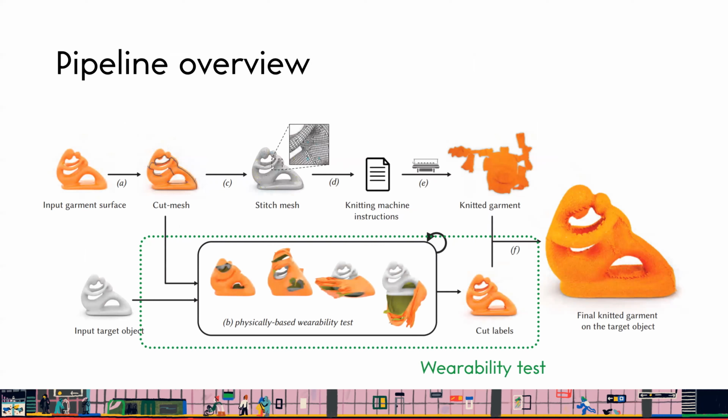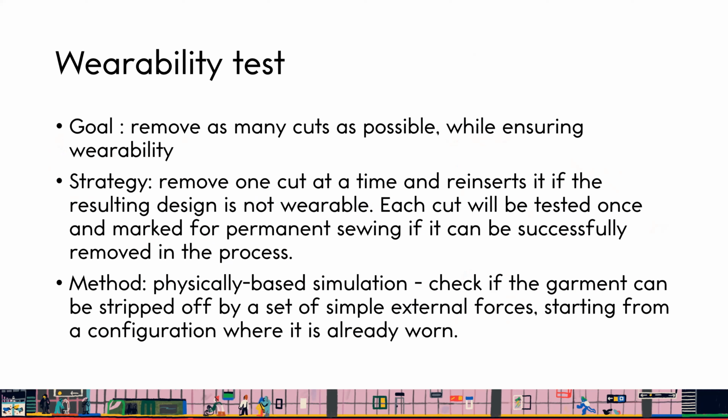So far, our system has identified a set of cuts which make the garment knittable. In this stage, our system ensures the viability of the cutting surface while removing as many cuts as possible. Our strategy is to remove one cut at a time and reinsert it if the resulting design is not viable. Each cut will be tested once, and marked for permanent sewing if it cannot be successfully removed in the process.